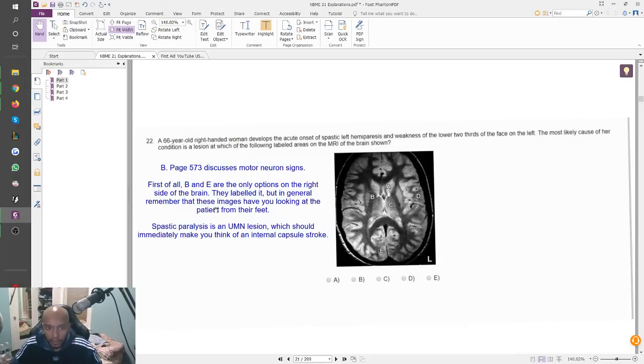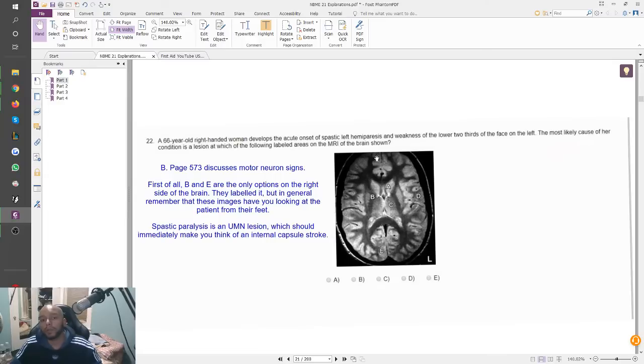But let me just read this first anyway. They labeled it, but in general, remember that these images have you looking at the patient from their feet, right? This is the left, this is the right. Right, okay, and this spastic paralysis is an upper motor neuron lesion, which should immediately make you think of an internal capsule stroke, and that's what B was.